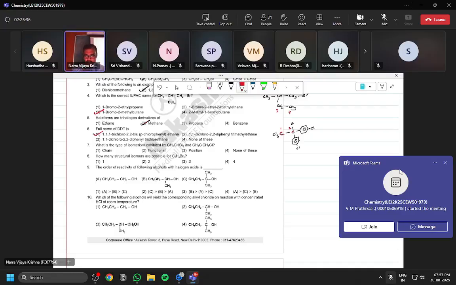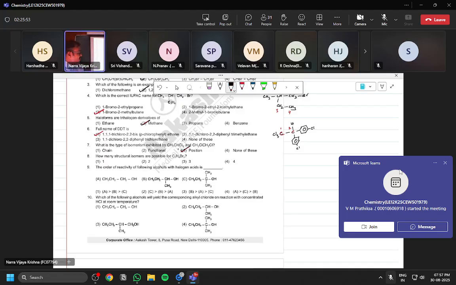What is the type of isomerism exhibited by them? Positional isomers. Here both chlorines are on the same carbon, and here on adjacent carbons. This is 1,1 dichloroethane. This is 1,2 dichloroethane. So they both are positional isomers.